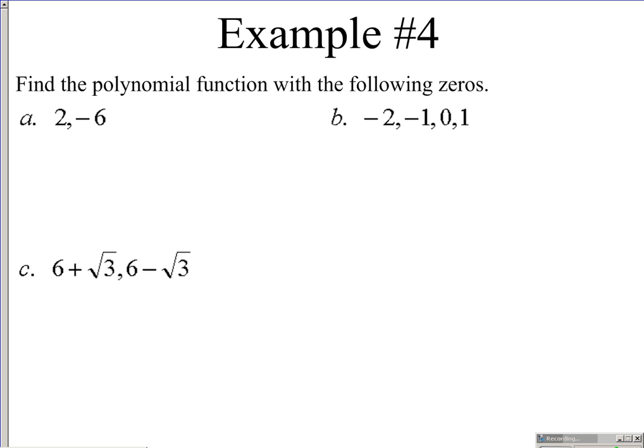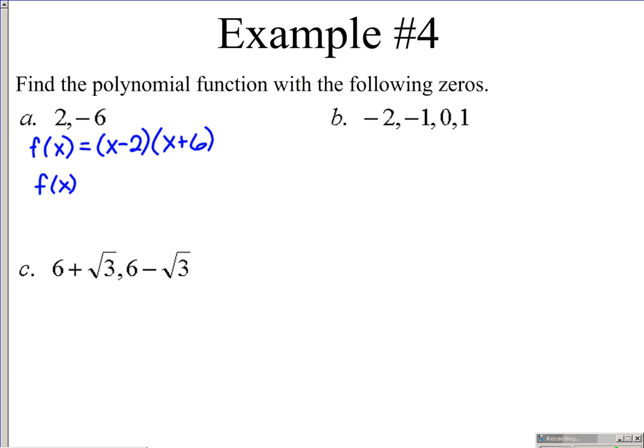So this now is where we want to work backwards. We want to take the solution or the zero that we know exists and work backwards until we find what factor is going to produce that solution. So in this case, our function that has a solution of 2 would be produced by the factor x minus 2, and our solution of negative 6 would be produced by the factor x plus 6.